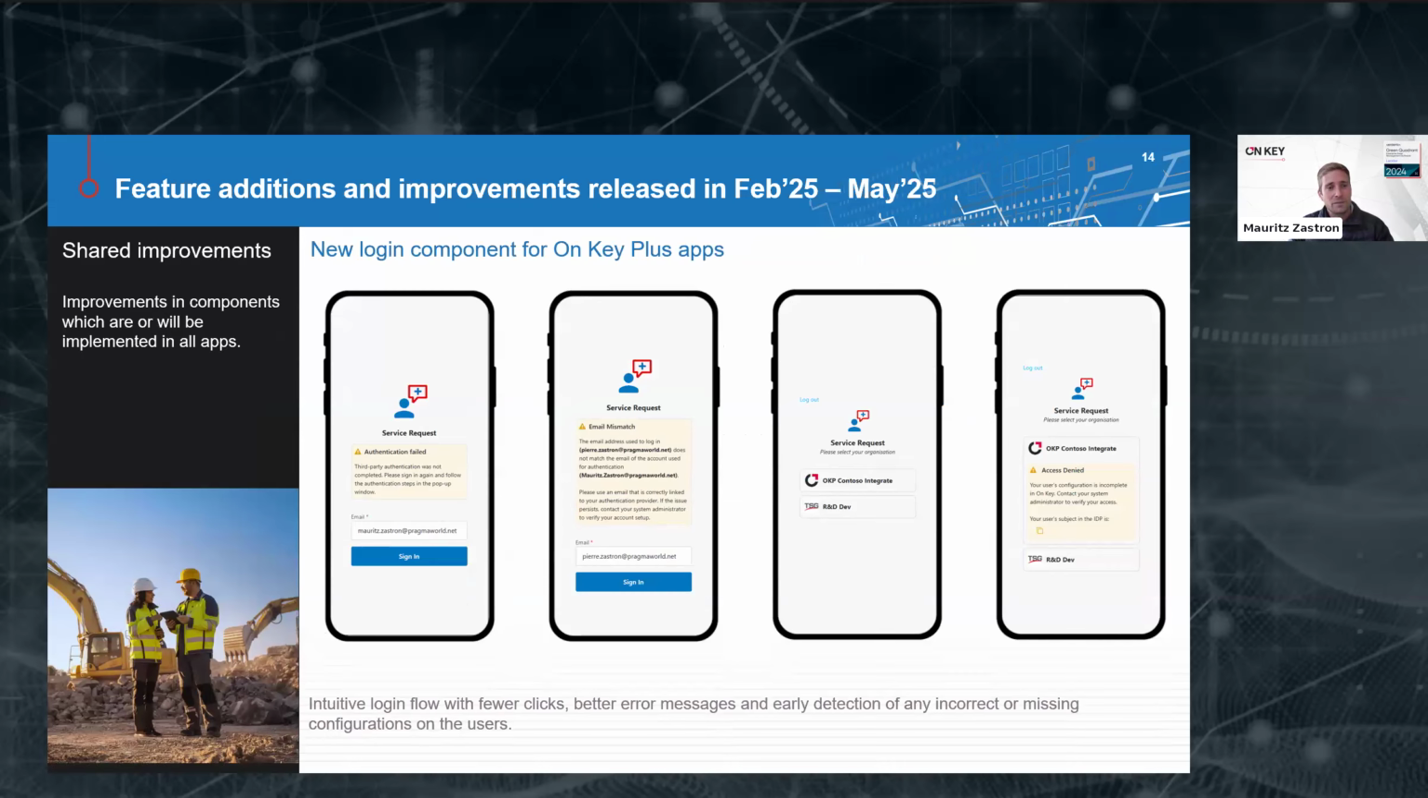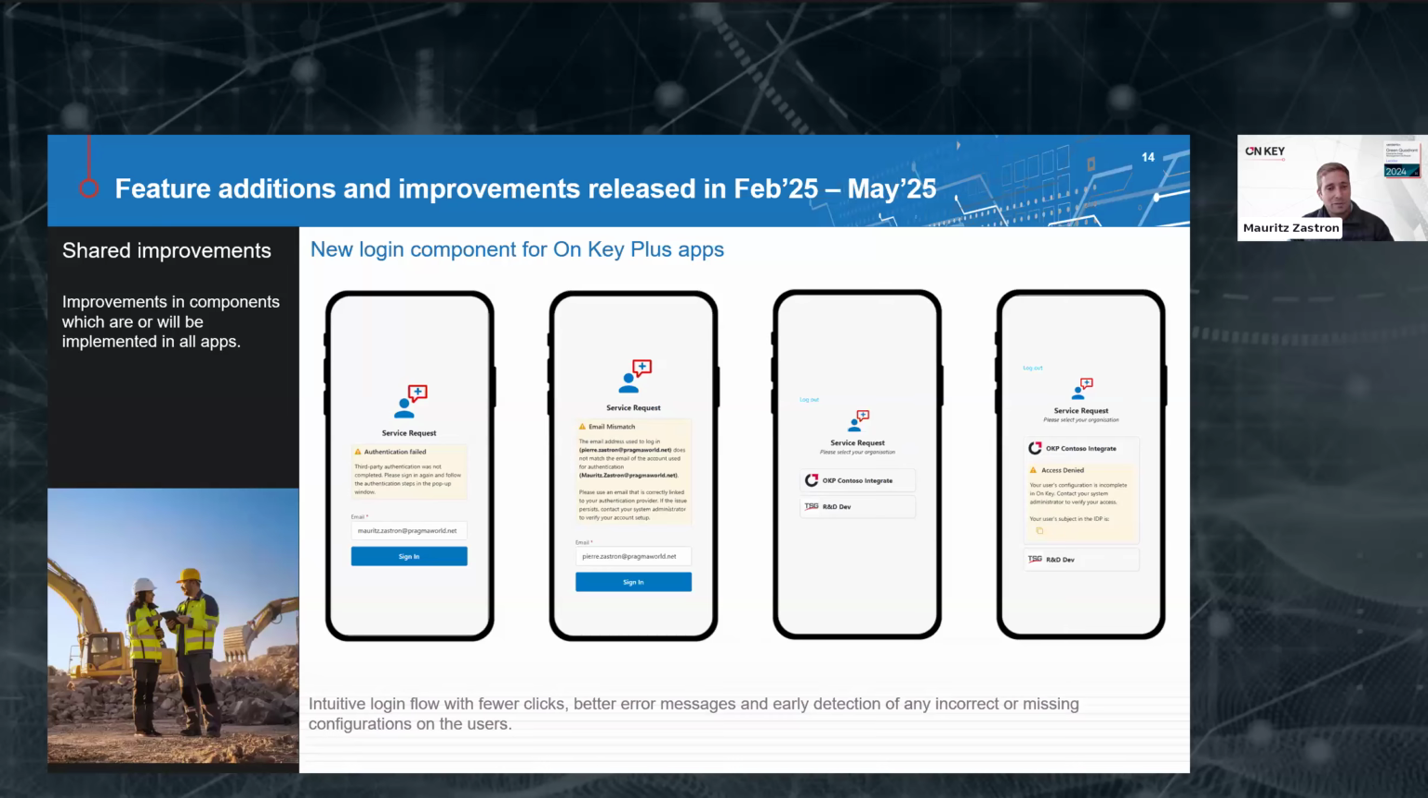Perfect. And then the second one is the shared improvement. So yeah, we typically put in improvements or updates that would be rolled out to all the different apps. So what we're focusing on here is the new login component. So it's only been implemented in the search request app, but the idea is that this will get rolled out to all the other apps.